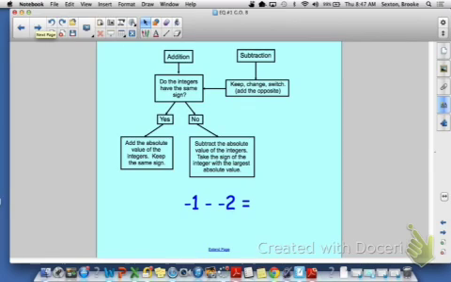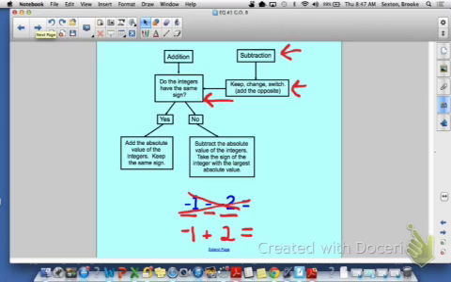Let's try one more. Now we have -1 minus -2. Again, it's subtraction. So I have to keep, change, switch, or add the opposite. Keep, change, switch. I am now, instead of subtracting a -2, I'm adding a +2. Okay. Follow my arrow over to the addition side again, because now it has become an addition problem. This is gone. -1 plus +2.